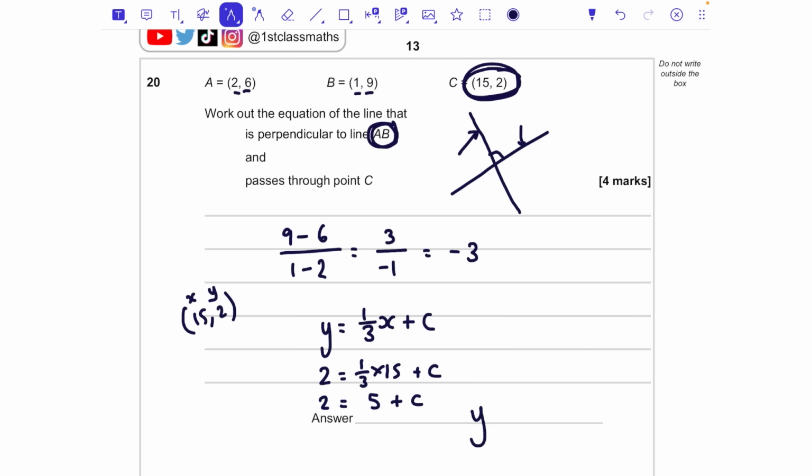So the equation of my line is y equals, let's put minus 3 there, y equals a third x minus 3, because you would have to take away 3 from 5 to get 2. That is the equation of the line.